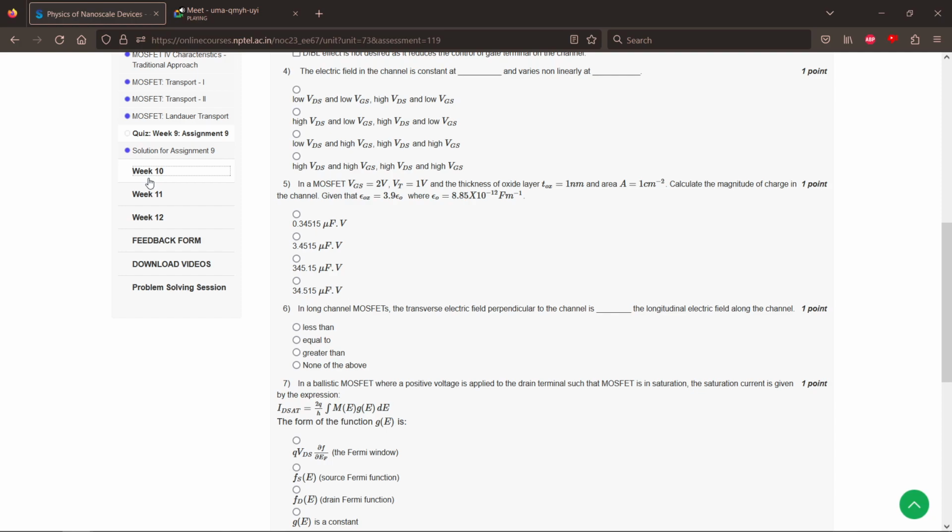5 to 7 nanometer is the current channel working. Intel is working on it, but it's not yet out in the market, right? 14 nanometer is what is out in the market. So ballistic transport will work up to 14 nanometers. 14 nanometers, it is good.